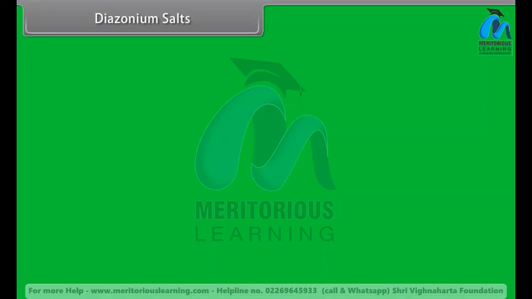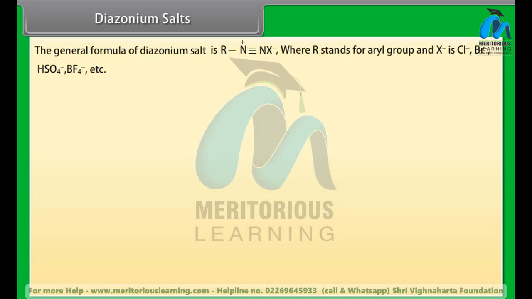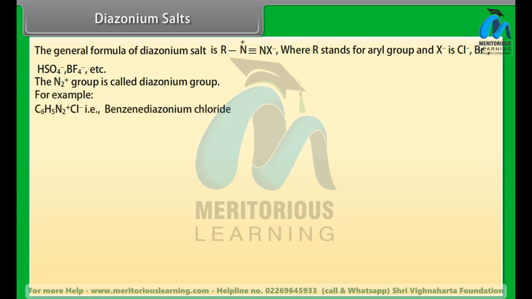Diazonium salts. The general formula of diazonium salt is RN2+X-, where R stands for aryl group and X- is chloride ion, bromide ion, hydrogen sulfate ion, or tetrafluoroborate ion. The N2+ group is called diazonium group. For example, C6H5N2+Cl-, that is benzene diazonium chloride.